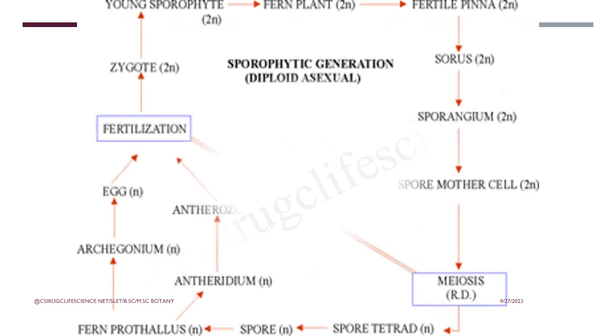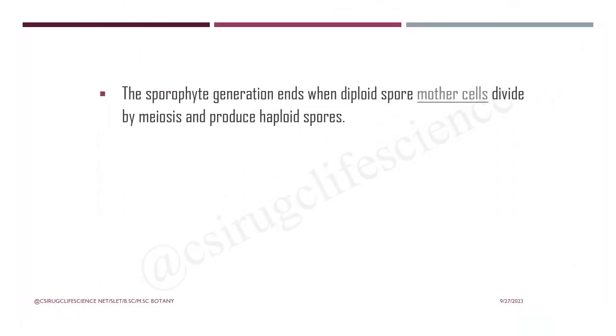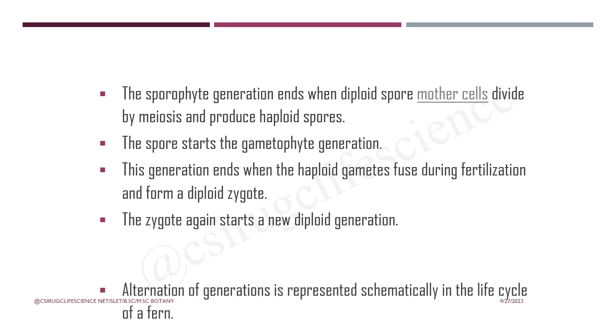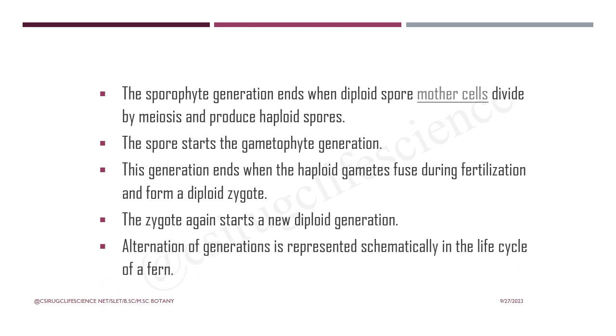This is the schematic diagram of the life cycle of Nephrolepis. The sporophytic generation ends when diploid spore mother cells divide by meiosis and produce haploid spores. The spore starts the gametophytic generation. This generation ends when the haploid gametes fuse during fertilization and form a diploid zygote. The zygote again starts a new diploid generation. Alternation of generation is represented schematically in the life cycle of a fern.